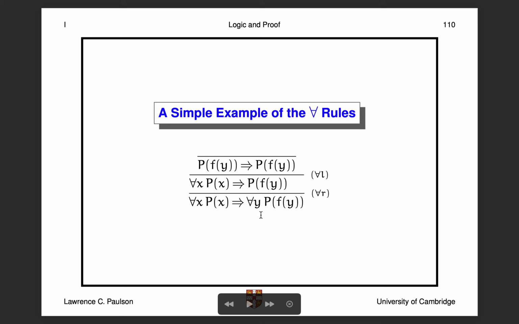And remember, with the for all on the right rule, we're allowed to strip off the quantifier. There are no occurrences of y anywhere else. So we strip off the quantifier. Now when we do for all on the left, we know exactly what term to plug in, namely f of y, and bingo, we are done.